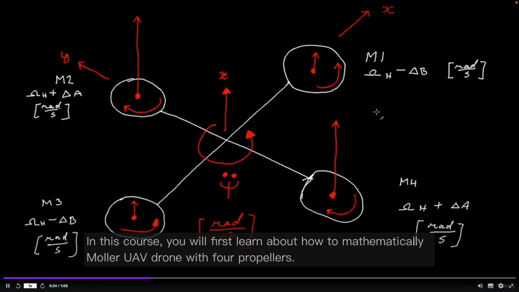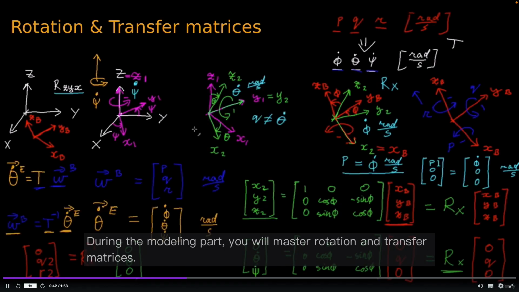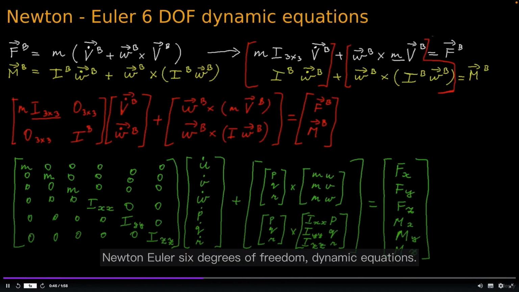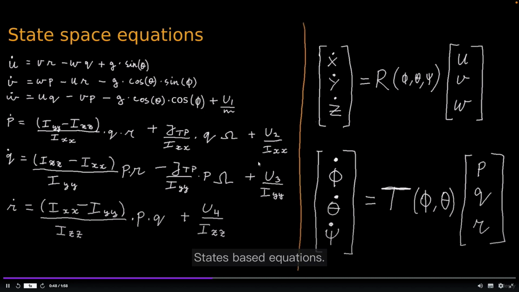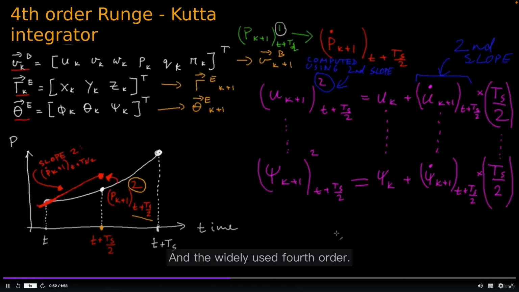In this course, you will first learn how to mathematically model a UAV drone with 4 propellers. During the modeling part, you will master rotation and transfer matrices, Newton-Euler's 6-degree of freedom dynamic equations, state space equations, the gyroscopic effect, and the widely used 4th-order Runge-Kutta integrator.